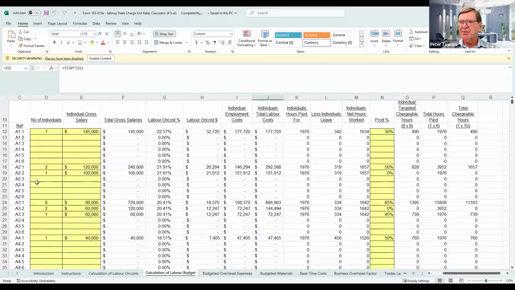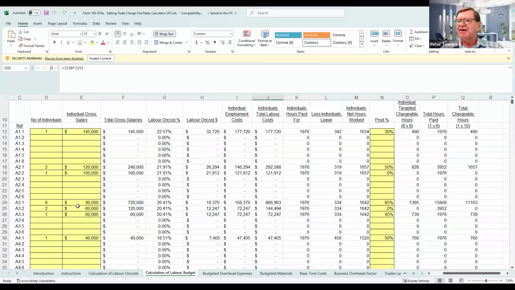Then A 2.2, we've got the office manager. Interesting as to whether there will be a charge out percentage. So the client is saying, no, there's no charge out percentage. So we're not going to recover anything directly for that person. So in effect, that labour cost for the office manager has been spread over all the people who have been charged out as productive labour.